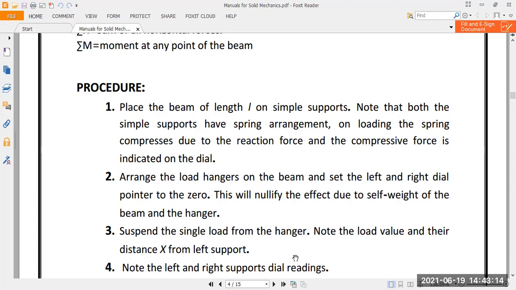Next, what we are going to do is suspend a single load from the hanger itself. We suspend a single load from the hanger because we know the load value itself and its distance x from the left support. And we measure it if it is not already given on the bar itself. We keep the weight at a certain distance away. We can start with exactly the middle of the beam.